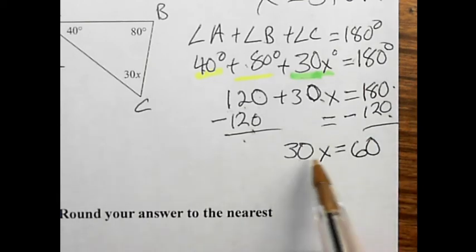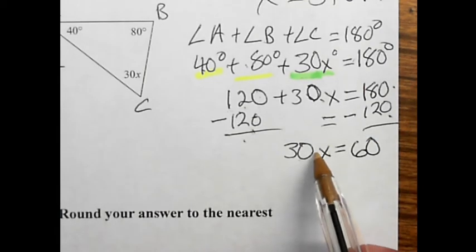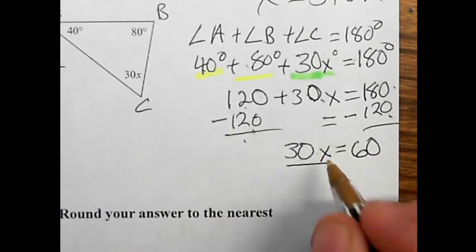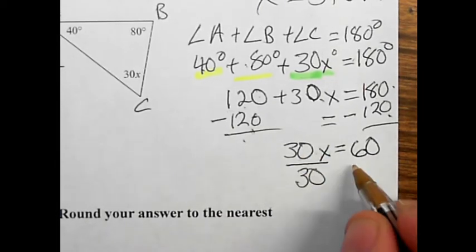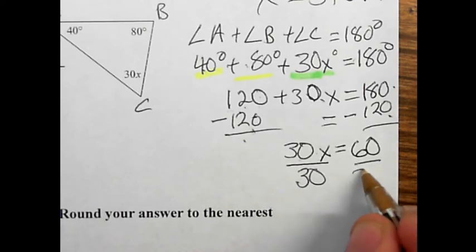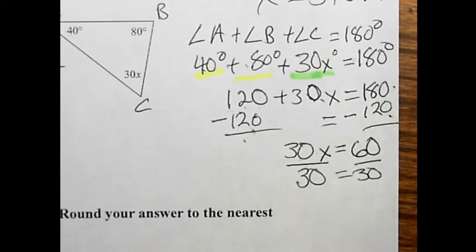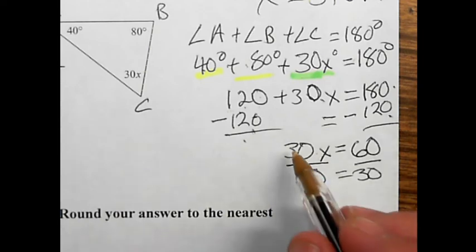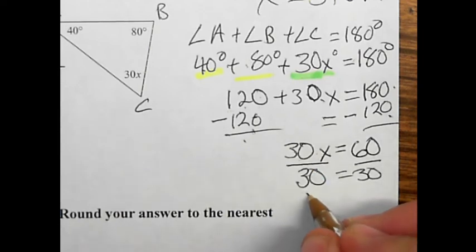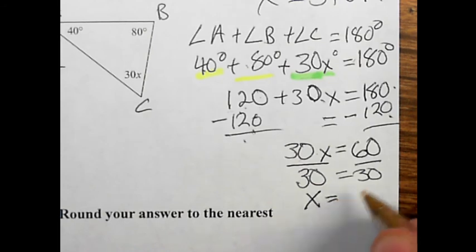I got to move the 30 away from the x. 30x is 30 times x. The opposite of multiplying by 30 is division. I'm going to divide by 30. Whatever I do on one side of the equal sign, I have to do to the other. 30 divided by 30 is 1. 1 times x is x. 60 divided by 30 is 2.